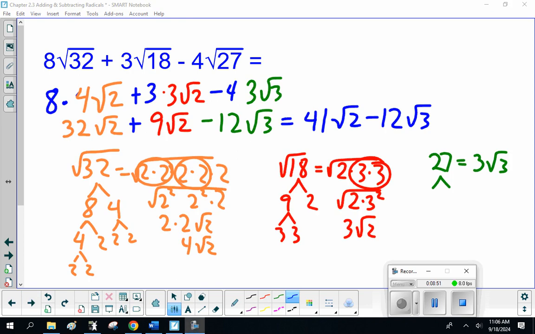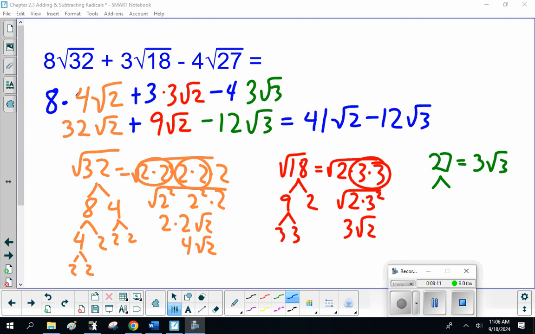Welcome back. 8 square root 32 is 8 times 4 root 2, or 32 root 2. 3 root 18 is 3 times 3 square root 2, or 9 root 2. And 4 square root 27 is 4 times 3 root 3. We showed 27 earlier, so that's minus 12 root 3.